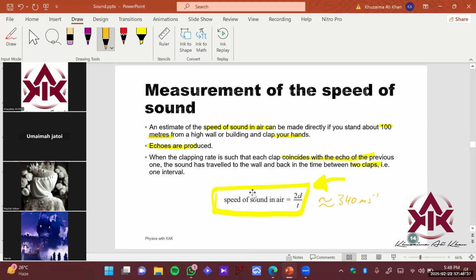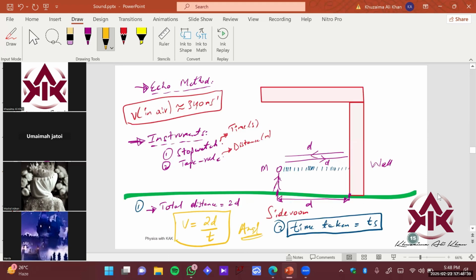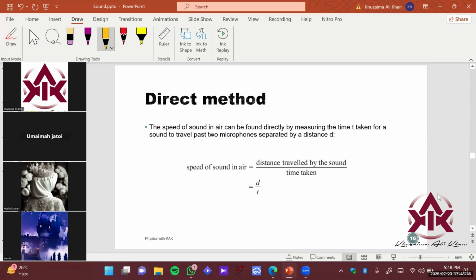That's good. So now we have another experiment which we can use to estimate the speed of sound in air. It is basically a direct method, using microphones. If you recall, microphones are inside your mobile phones, and they are basically capturing the sound waves.